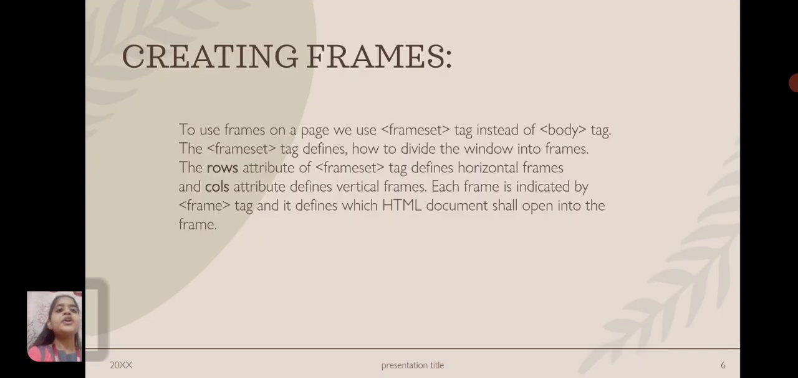Creating frames. To use frames on a page, we use the frameset tag instead of the body tag. It means we don't use the body tag for creating frames in HTML. The frameset tag defines how to divide the window into frames. The rows attribute of the frameset tag defines horizontal frames, and the cols attribute defines vertical frames. Each frame is indicated by the frame tag, and it defines which HTML document shall open into the frame.